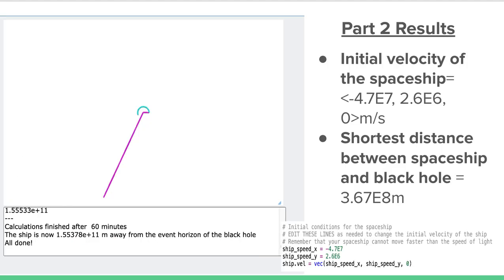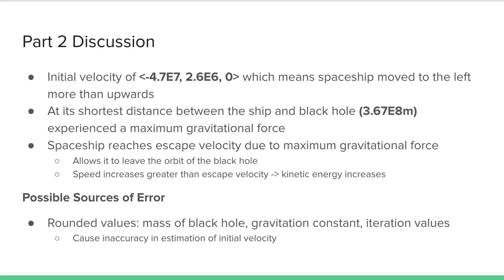The result of part 2 was the initial velocity of the spaceship here, and the shortest distance between the spaceship and the black hole was given here, which means that it had the strongest gravitational force at that point. So the initial velocity was determined to be this in meters per second, which means the spaceship moved to the left more than upwards, the negative x direction more than the positive y direction.